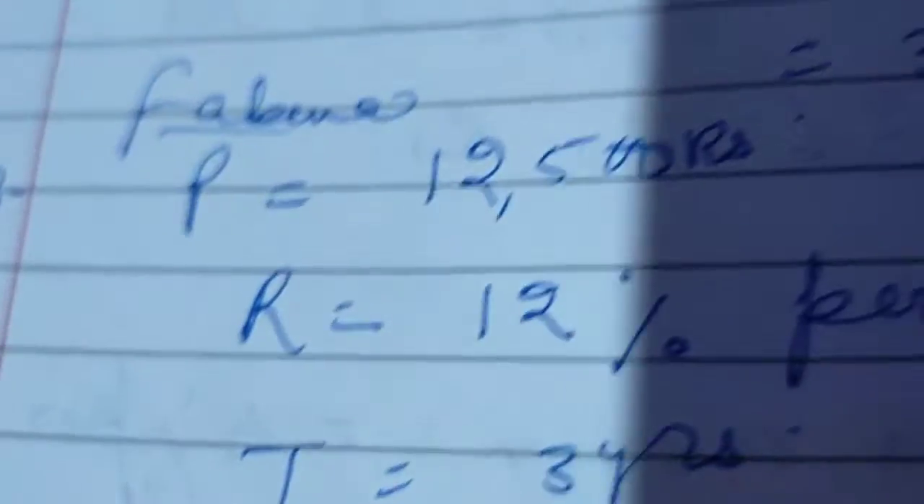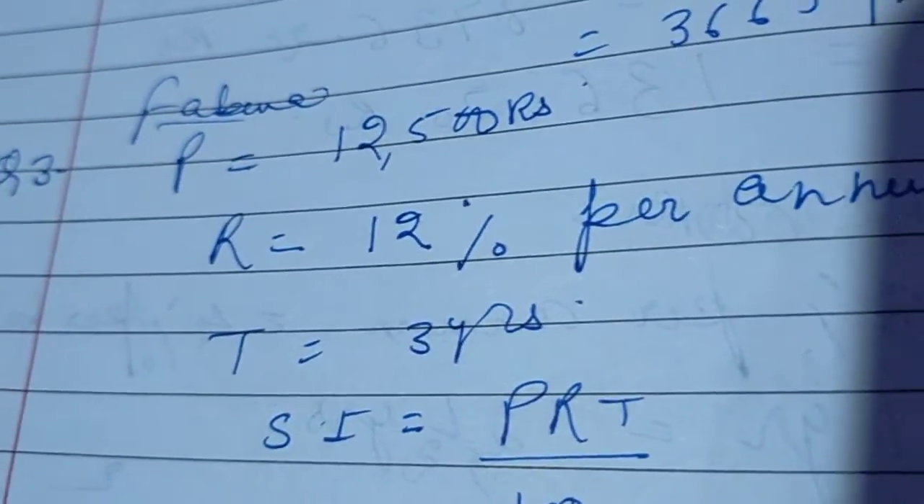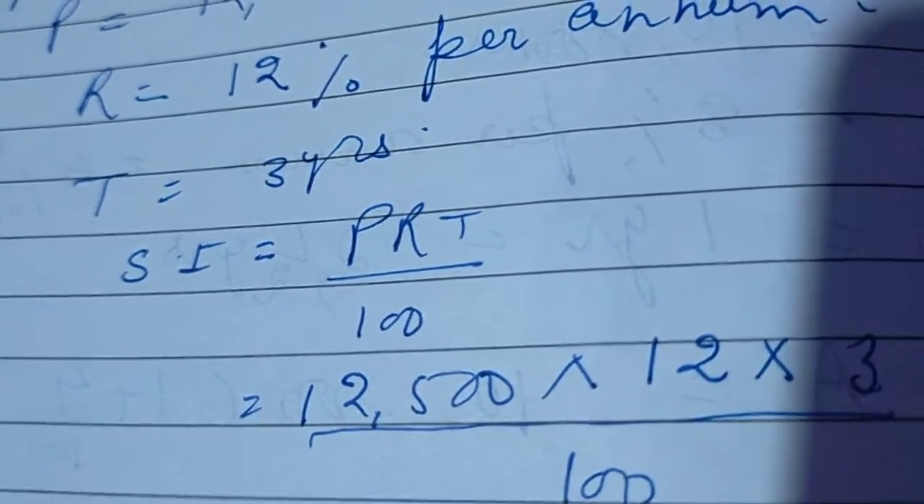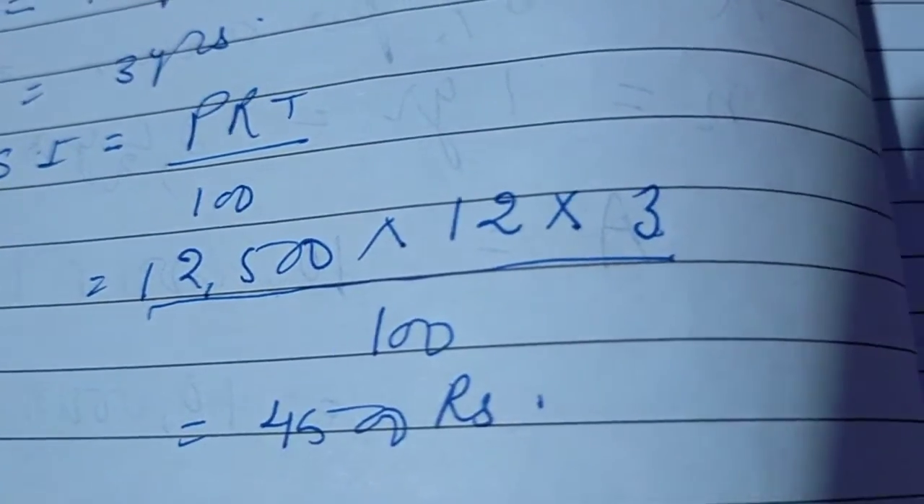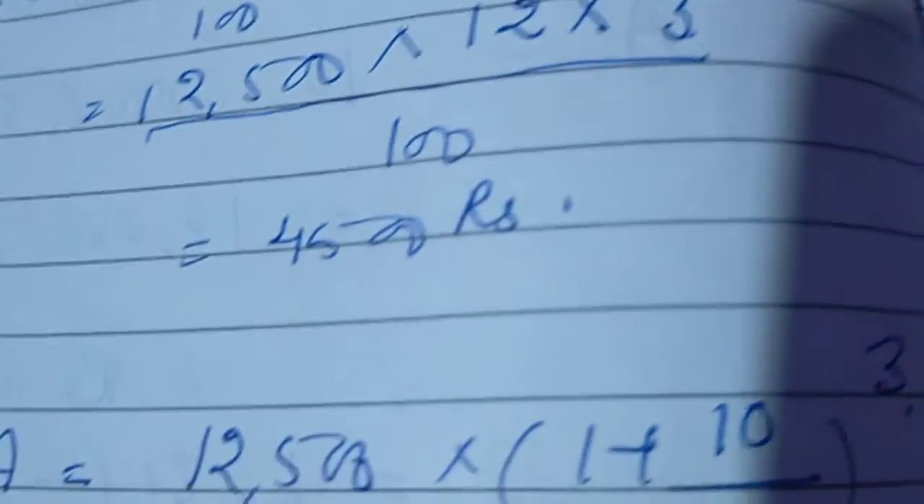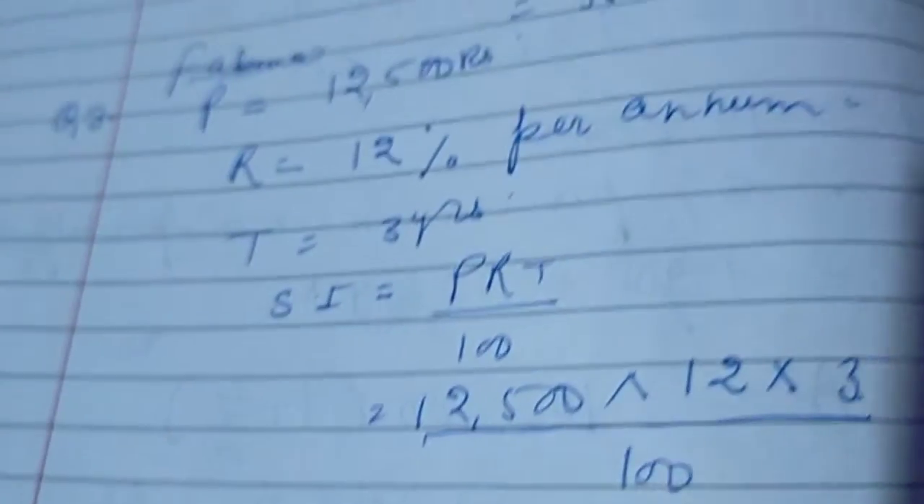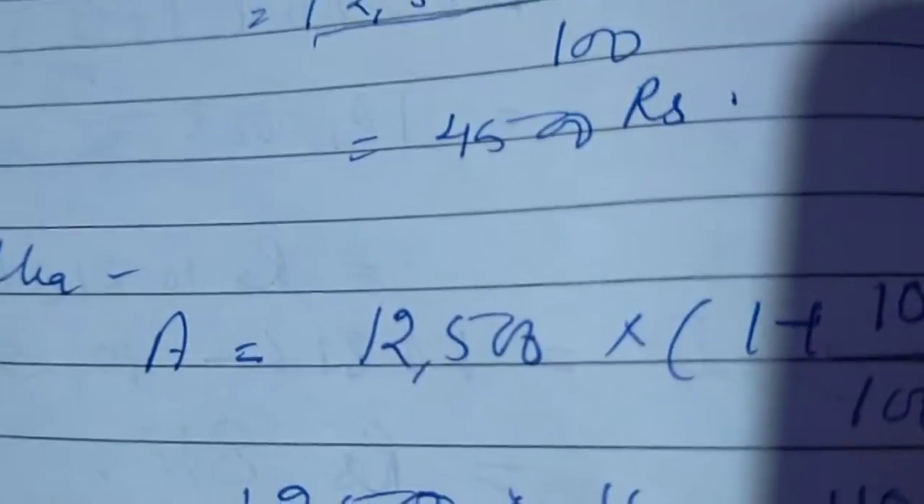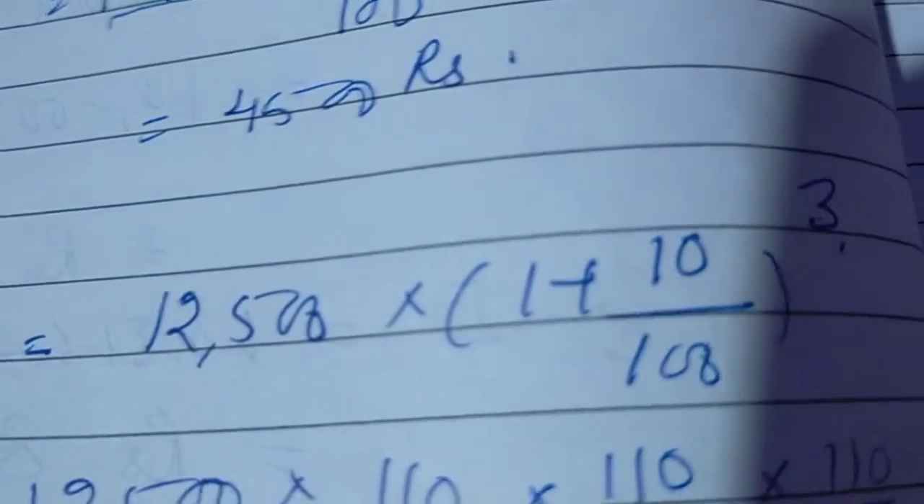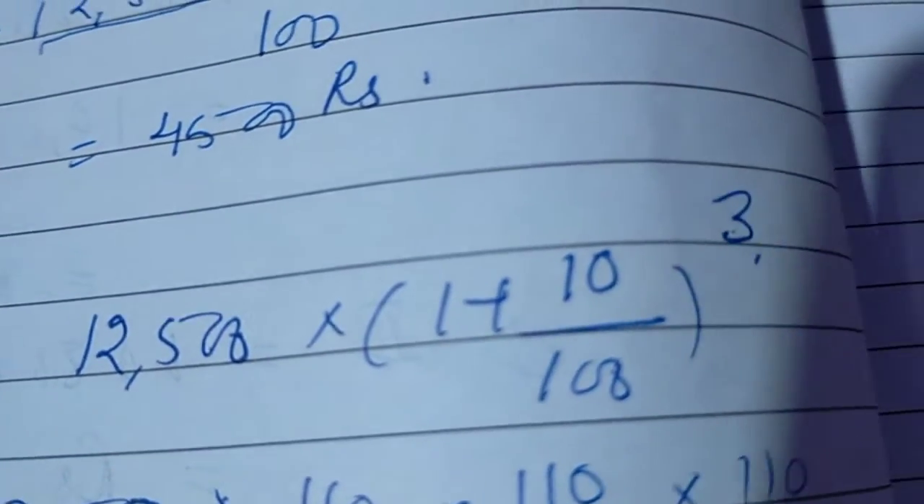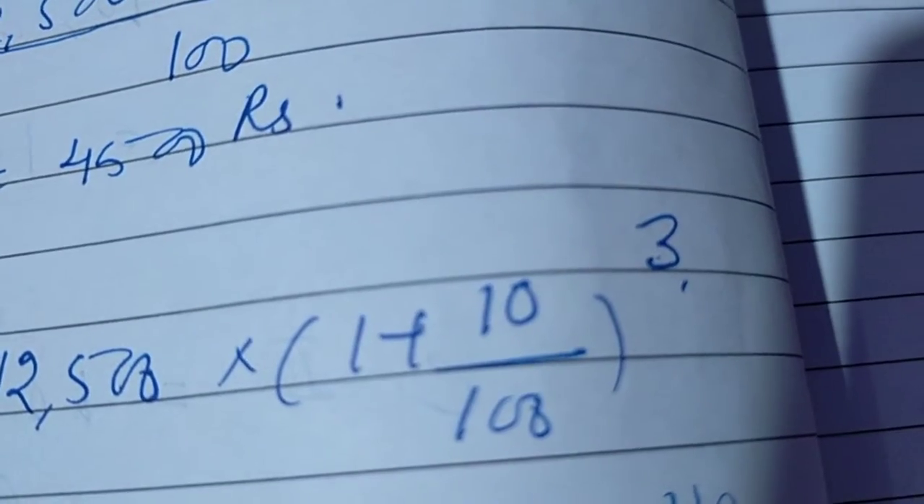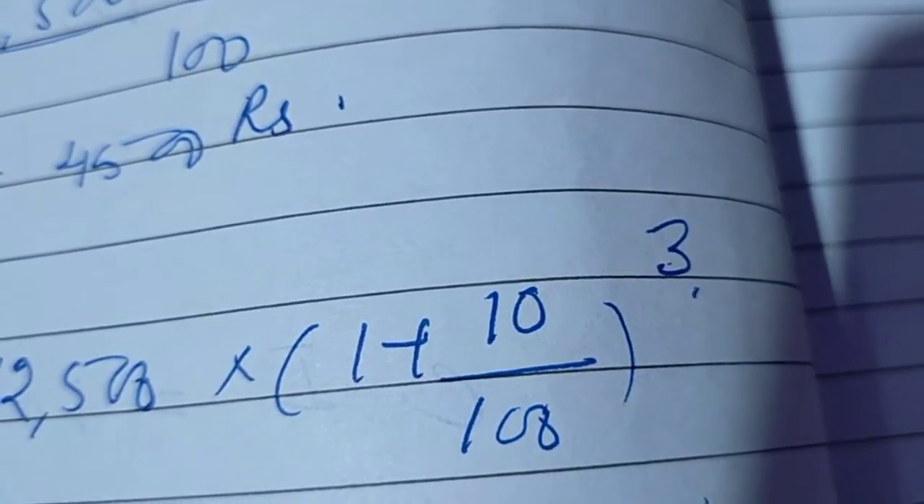So it's 12,500 is the principal, rate is 12% per annum, time is 3 years. Simple interest is PRT upon 100, 12,500 into 12 into 3/100, that is 4,500. So therefore she has to pay an interest of 4,500. Now what about Radha? Her amount is also the same, 12,500 at 10% per annum compounded annually.